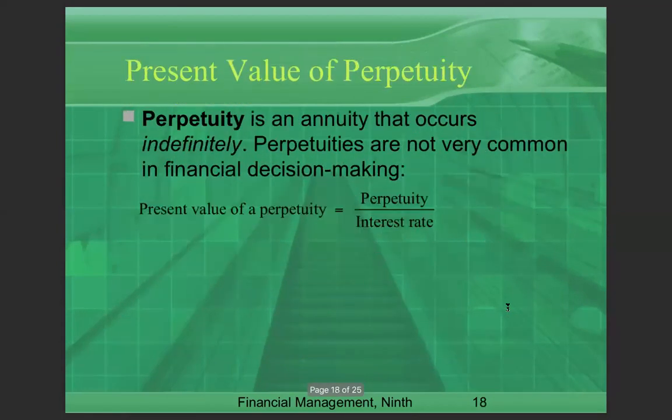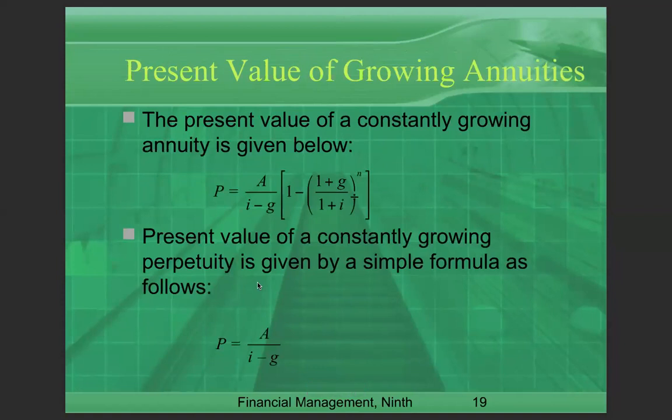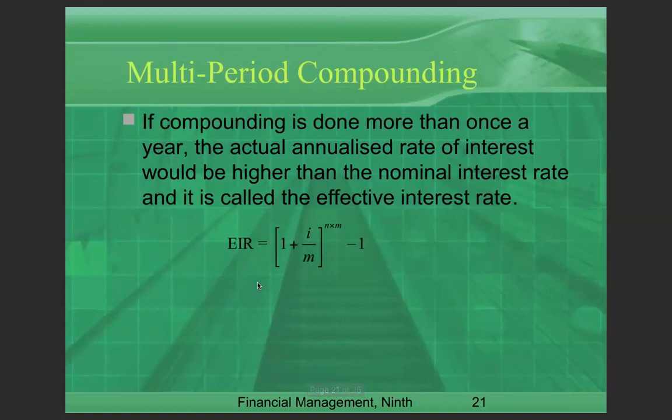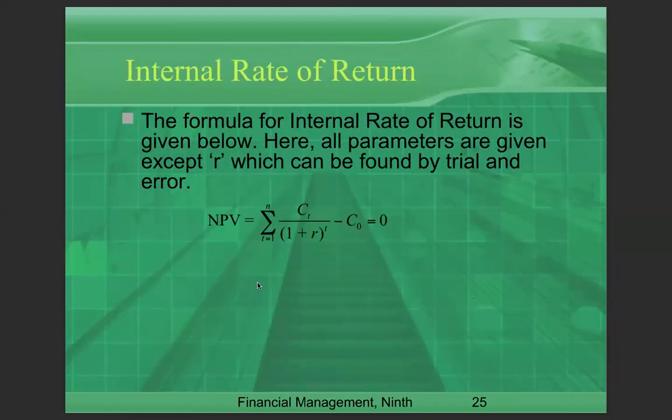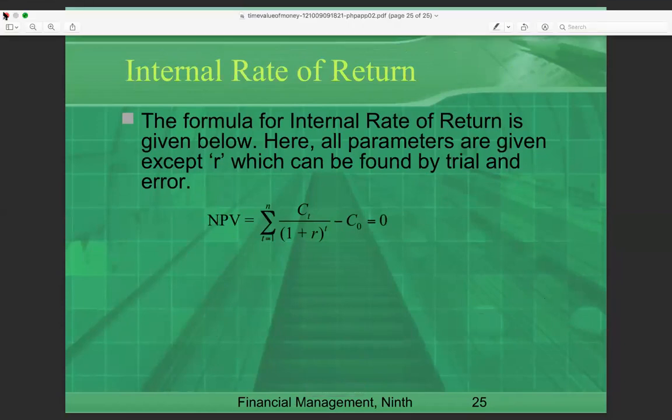Then the present value of a perpetuity is the payment divided by the interest rate. Indefinitely you're going on contributing, and this is not realistic, so therefore I don't discuss much on this. That's it. I'll just close it here.